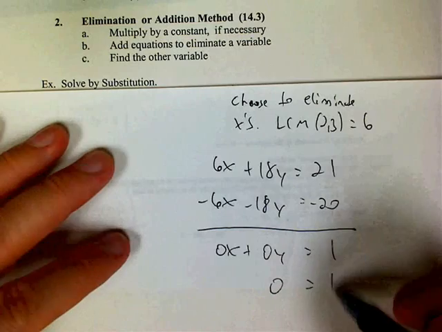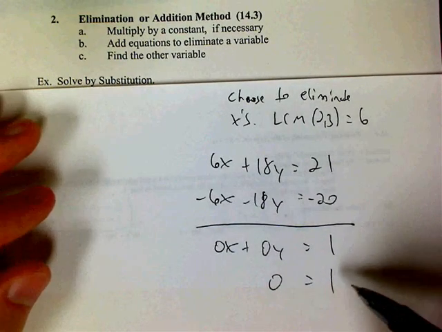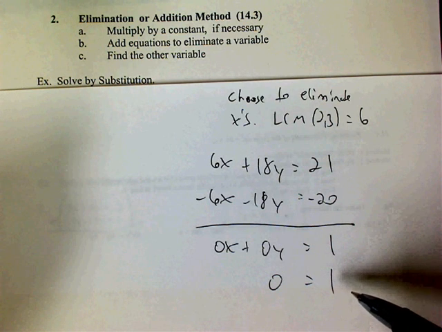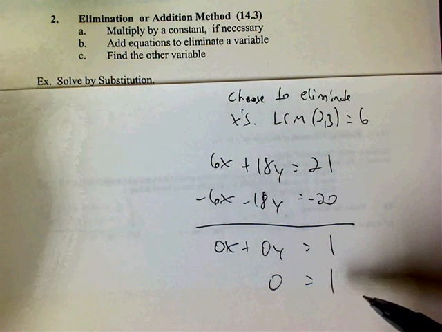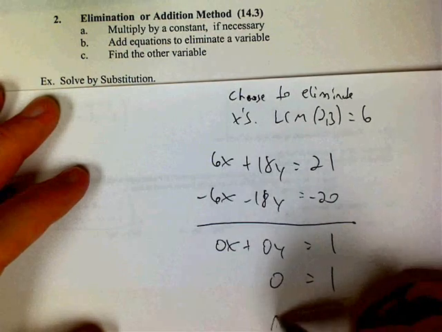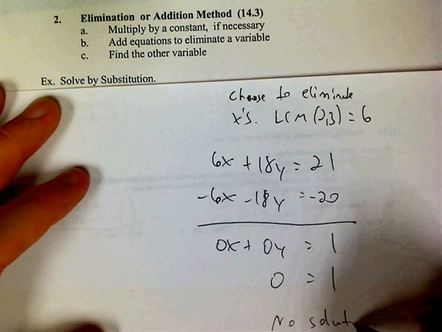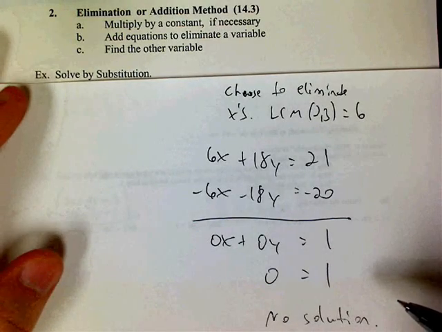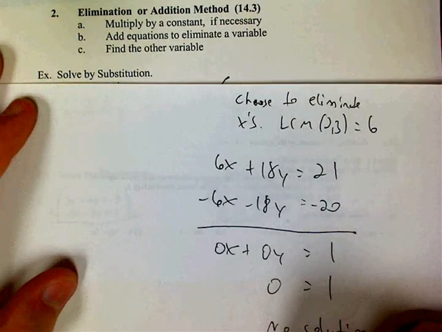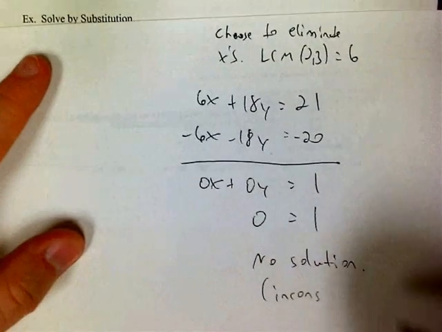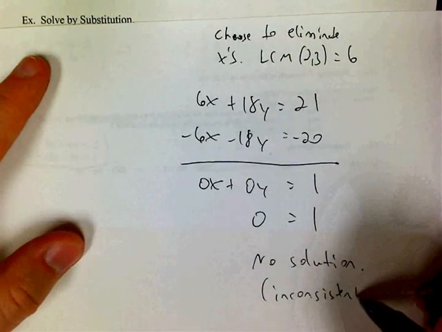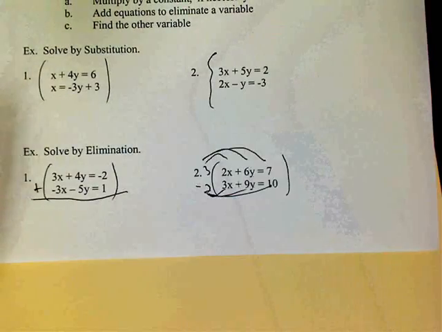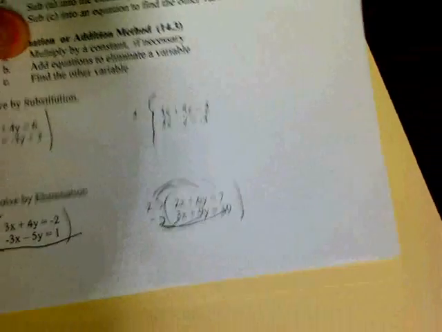So here we come up with a different kind of result. 0 equals 1. Does 0 equal 1? No. Will it ever equal 1? No. The answer is no solution. Anytime you get a false statement, it's no solution. This is called an inconsistent system. So, just be aware. It's a possibility.